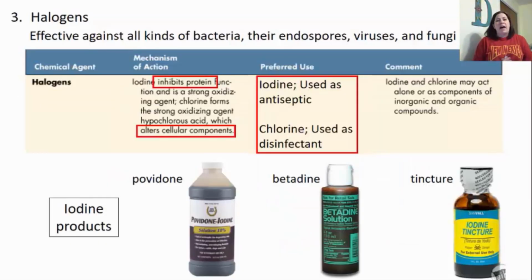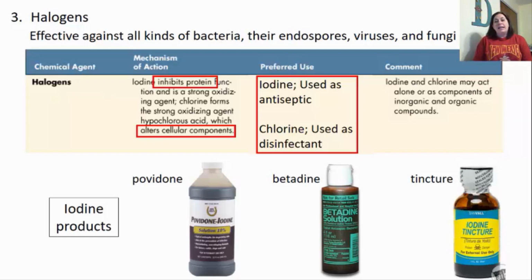The next group are the halogens. The halogens are effective against all kinds of bacteria. They also are effective against their endospores, viruses, and fungi. The main thing that these guys do is they're going to help inhibit the protein function. There are two main forms here.